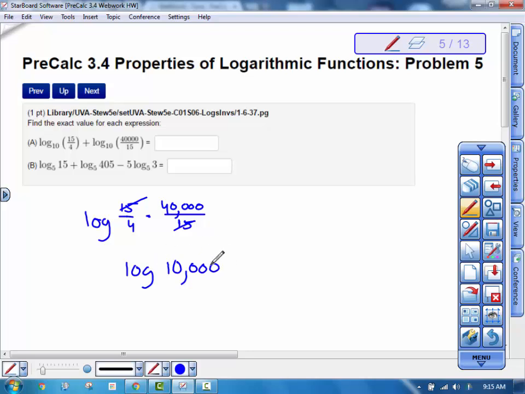We could actually simplify this some more. You can do this in your calculator if you want, or call it equal to x and make it 10 to the x equals 10,000. So then this is 4 then. X would be 4, which is exactly what your calculator will give you.